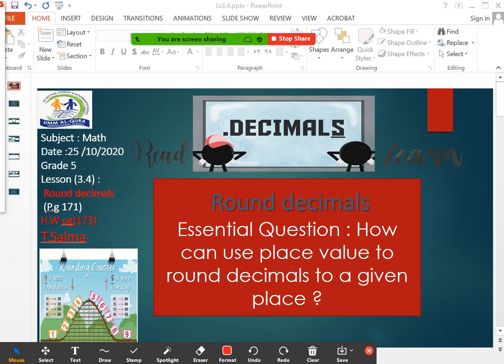Today we will talk about rounding, so please bring your books and open your books on page 171. Okay? So you know that we talked about rounding.